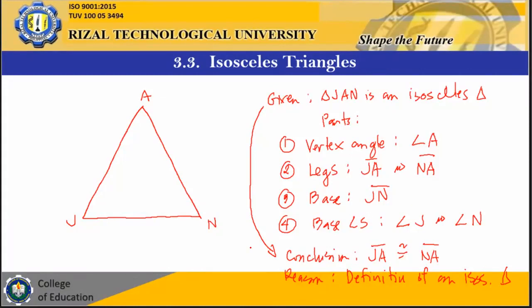Opo, sir. Tandaan nyo yun, ha? Basta ito lagi yung statement, statement. Statement 1 yan, halimbawa. Statement 2 yan. Ito yung reason. Di ba? Reason number 2, dapat to. Kasi given yung number 1. Dapat yung pagkakasunod-sunod, yung logical order na tinatawag.